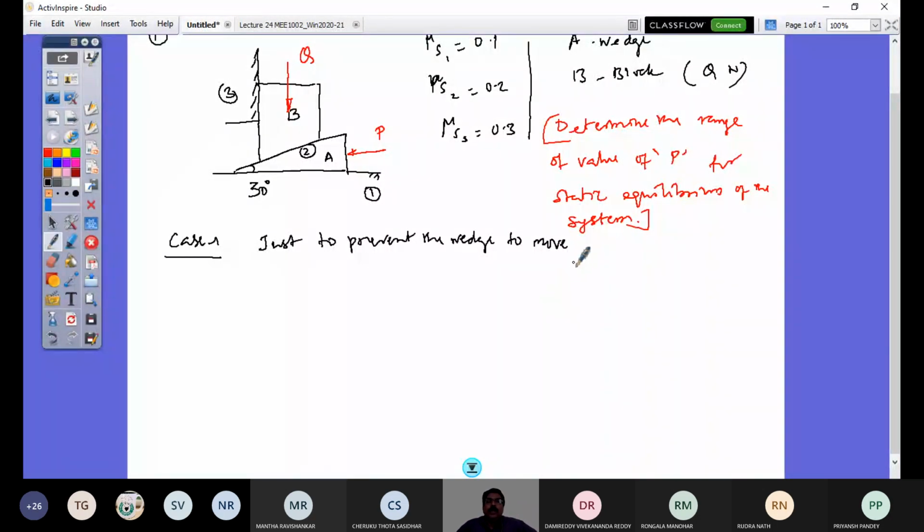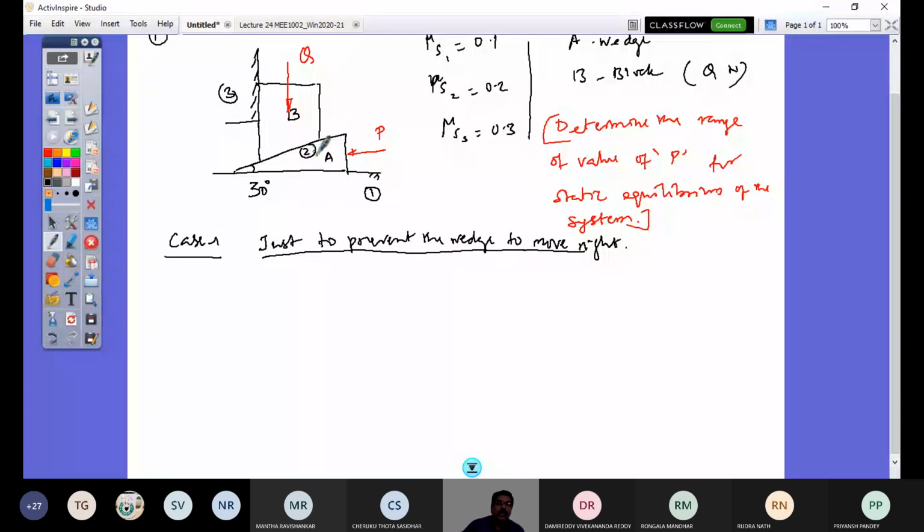So what do you do? The P is there so that this is not pushed on this side, right? So the tendency of this for this condition of case 1 stated would be the wedge to move to the right, and that is being just held. So your friction direction should be opposing the expected impending motion. So draw the free body diagram.